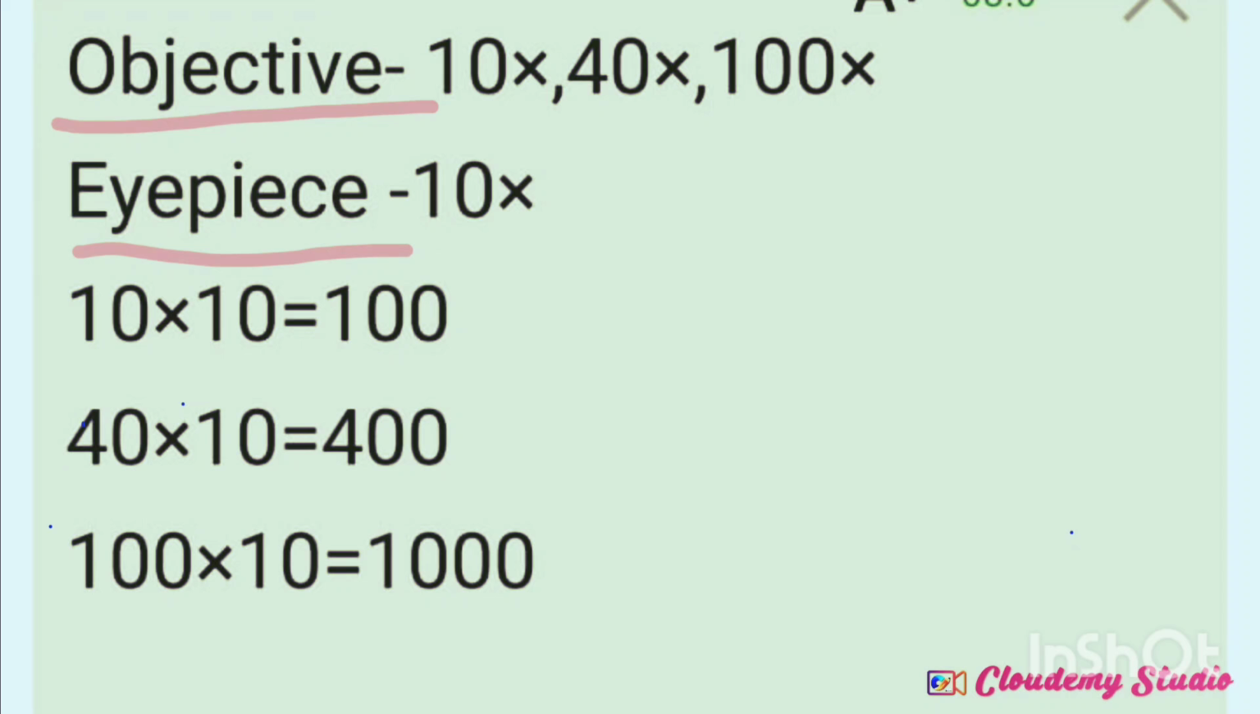Here when we take 10x magnifying power for objective lens multiplied with 10x magnifying power of eyepiece lens, we get the total magnification 100x. Like that way, when 40x is multiplied with the 10x, we get the 400x total magnification. When 100x is multiplied with the 10x, we get the total 1000x total magnification. Like this way, the total magnification of the compound microscope is determined.